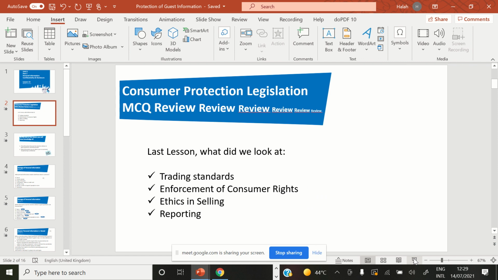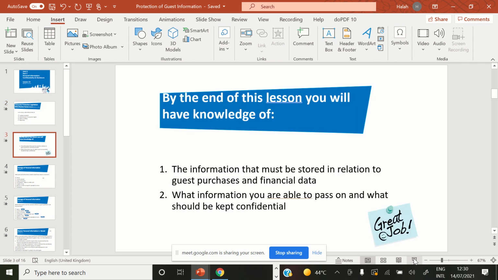Customer protection legislation. So we are still in the legislation and regulation. There is the trading standard, enforcement of consumer rights, ethics in selling and reporting. By the end of this lesson, you will have knowledge of which information must be stored in relation to guest purchases and financial data in a hotel, which information you have to pass to other authorities, and which is supposed to be kept confidential and stored in a safe place.